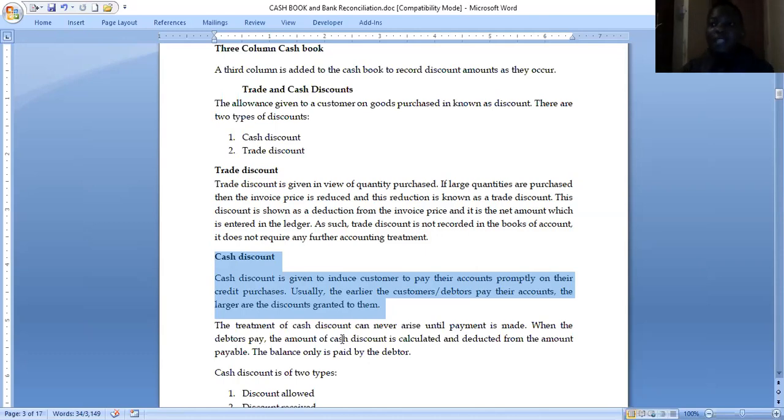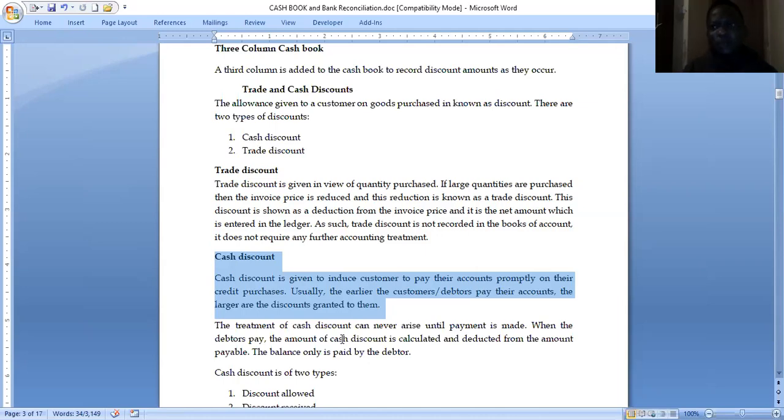So therefore, a cash discount, which arises after a credit transaction and when paying for it, has to be recorded in the books of accounts. I hope you've noted the differences between the trade discount and the cash discount. The trade discount arises at the point of the purchase or the sale, at the time of the original purchase or sale. The cash discount arises at the time of paying or receiving from a credit transaction. So I hope you get me.